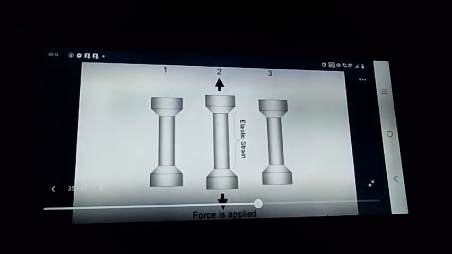So I have an example here for elastic strain. As you can see in the picture, the force is applied. Rocks can behave elastically under low stress levels, meaning they can bend or stretch a little, but they will return to their original shape once the stress is removed. Think of a spring. It compresses under pressure but springs back to its original shape when the pressure is released.